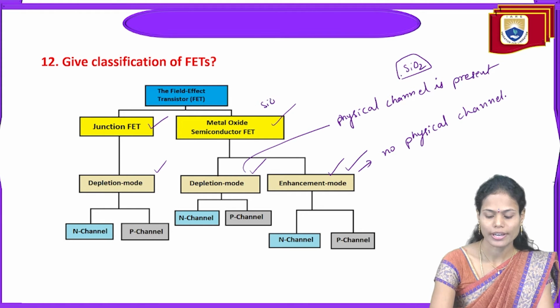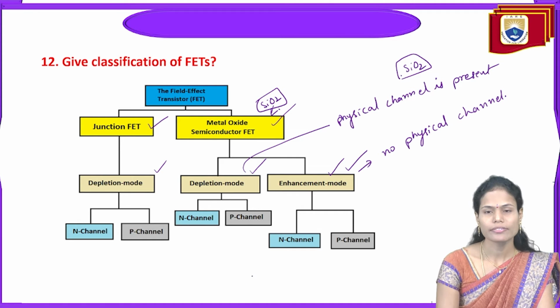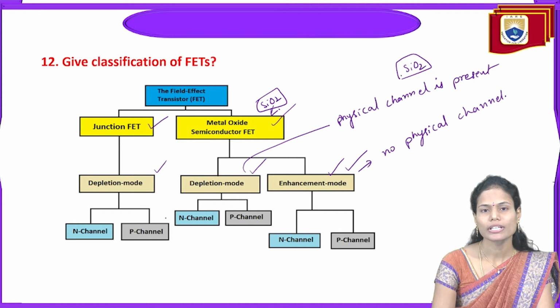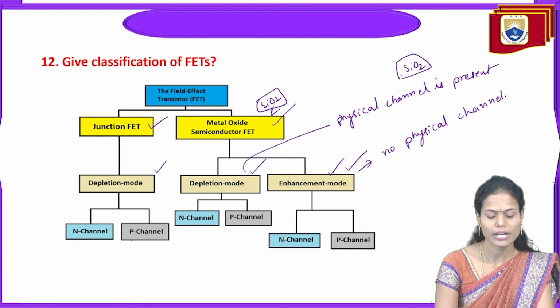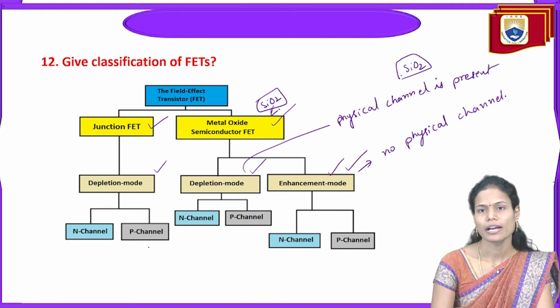So here, a silicon dioxide layer will be present in the MOSFET. And depletion MOSFETs are available in two types: N-channel MOSFET and P-channel MOSFET. Similarly, the enhancement MOSFETs are also available in two types, N-channel as well as P-channel.